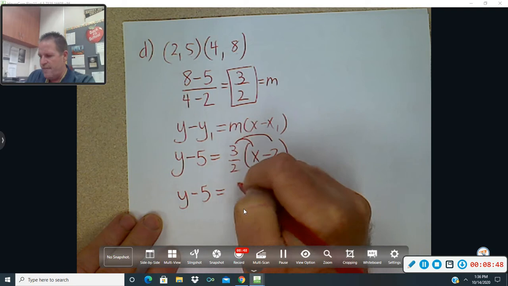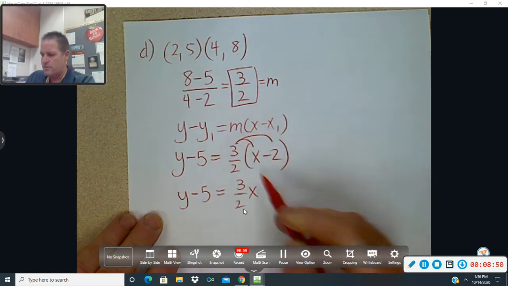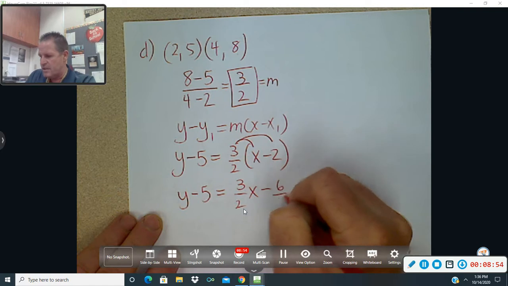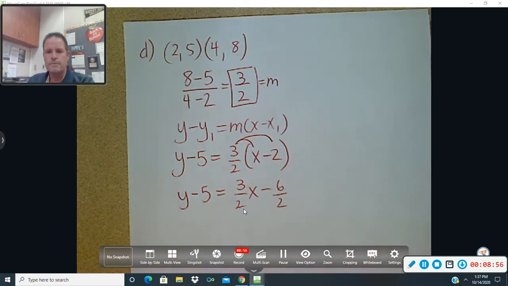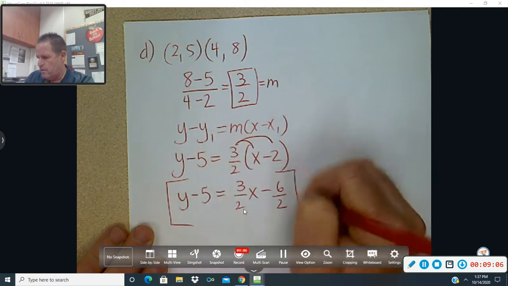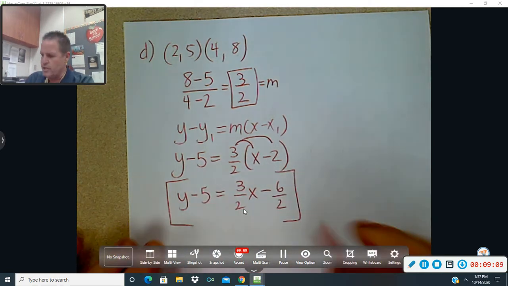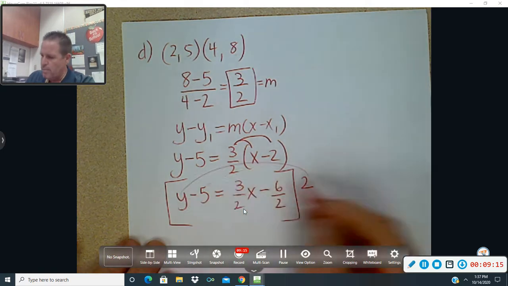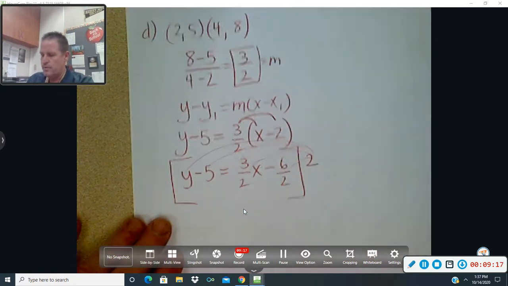y minus 5 equals 3 halves times x, and then this is going to give us negative 6 over 2. I know that reduces, and it reduces pretty nicely, but I'm going to leave the fraction. I think you should too. And now what we did in class, remember, is we boxed it. We put brackets around the equation and now multiply by the common denominator. The common denominator is 2, so every single part gets multiplied by 2.